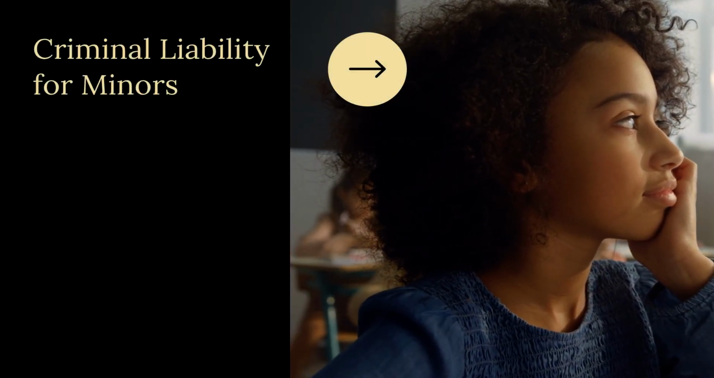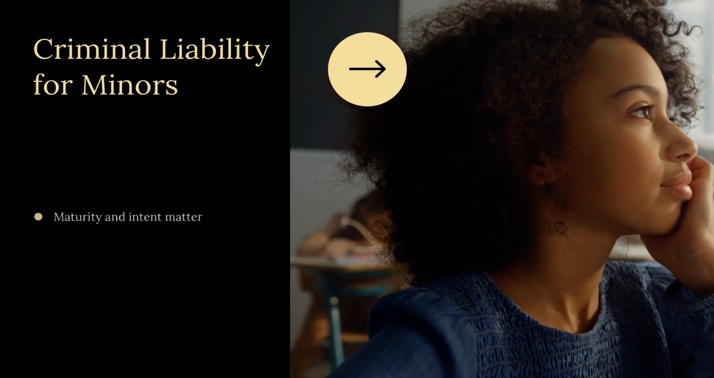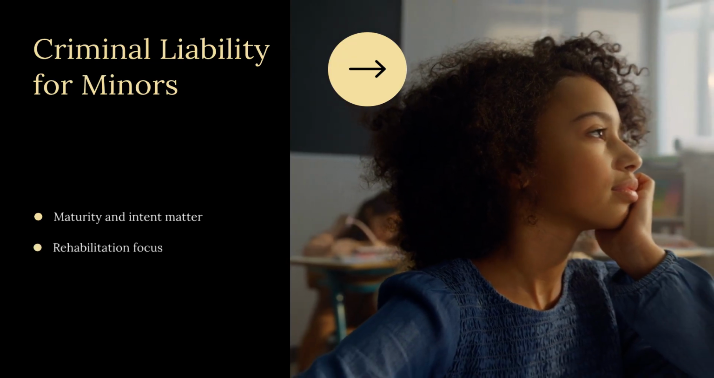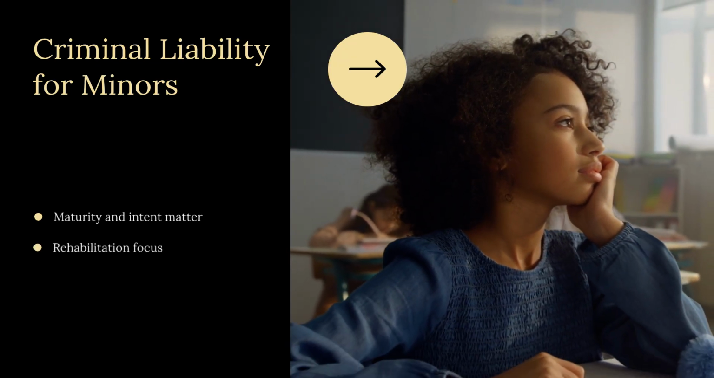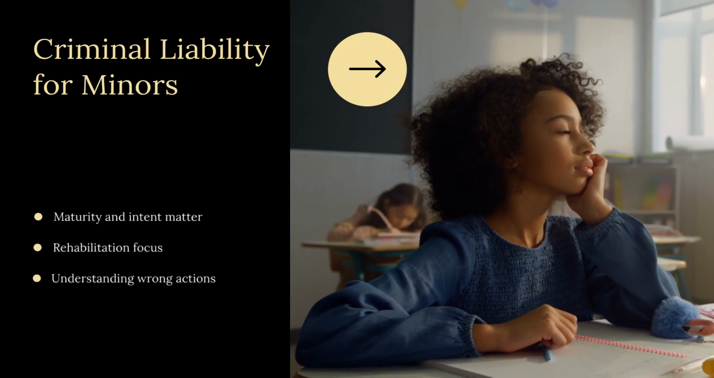Children aged 10 to 13 can be criminally liable. They must understand their act was seriously wrong. The presumption of incapacity was abolished. Courts consider maturity and intent. Rehabilitation is a priority in sentencing.